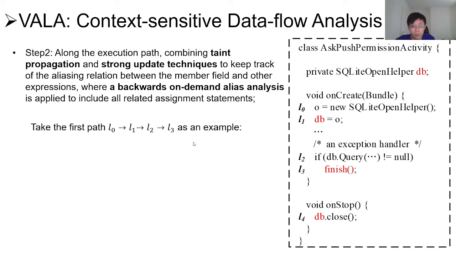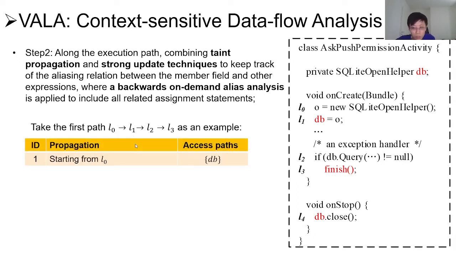The next step is, for each execution path, we keep track of the aliasing relationship between the member field and other expressions. Here, we use the concept of access path intent analysis to represent all the aliases to the target member field. Take the first path as an example. In the beginning, we have the initial access path that is DB, as DB is our target member field. Next, local variable O is assigned to DB, and then we add O to the access path.